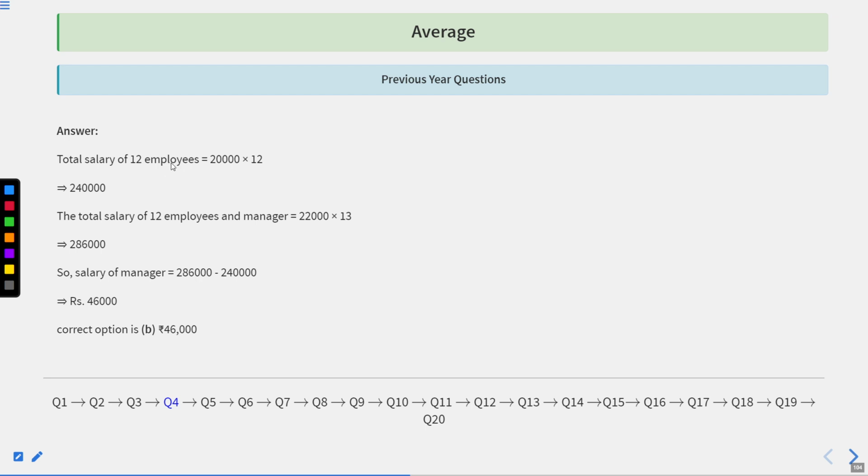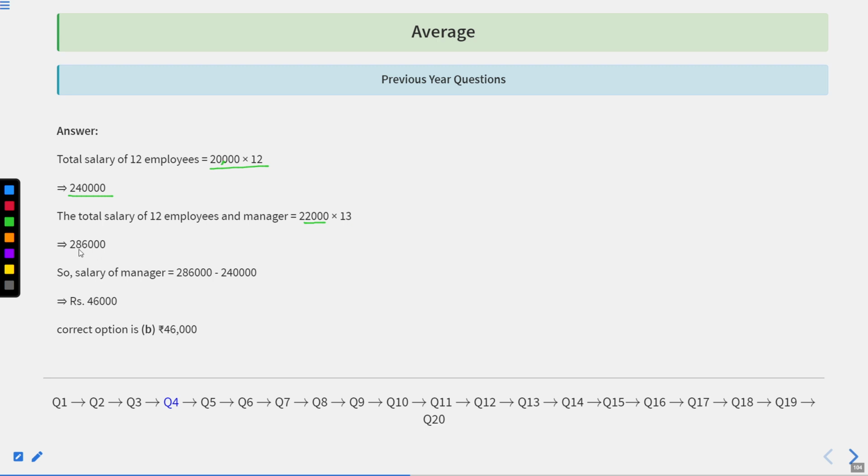So the total salary of 12 employees is 20,000 into 12. So this is the total amount, the sum of salaries of all the 12 employees. So it is 2,40,000. So the total salary of 12 employees and a manager is going to be 22,000 into 13. That is exactly provided in the question because it said the average salary increased by 2,000. So it will be 22,000 into 13 because the manager is also included now.